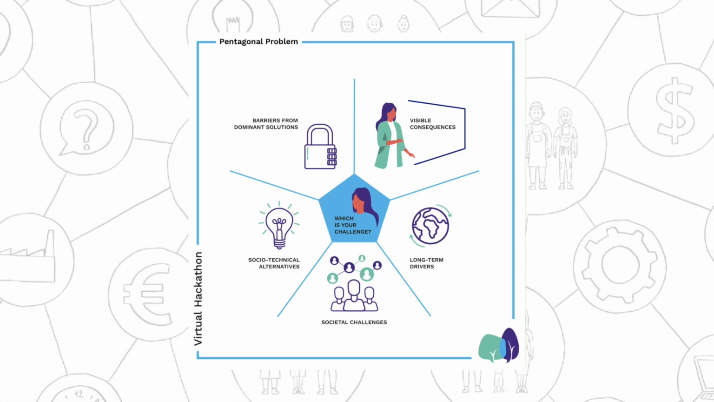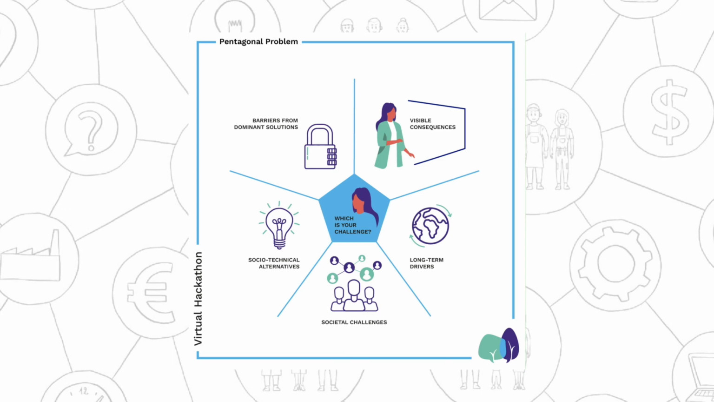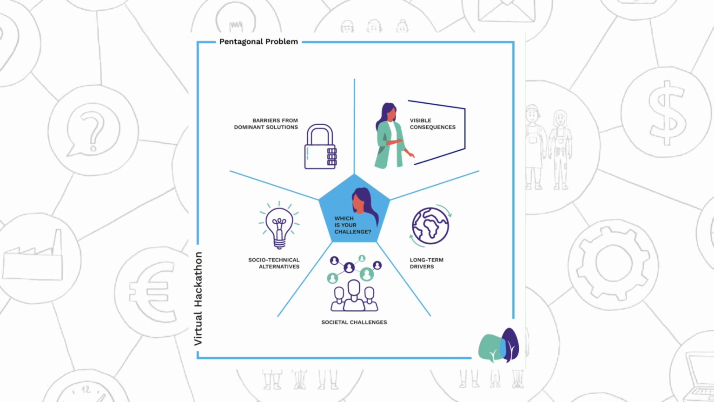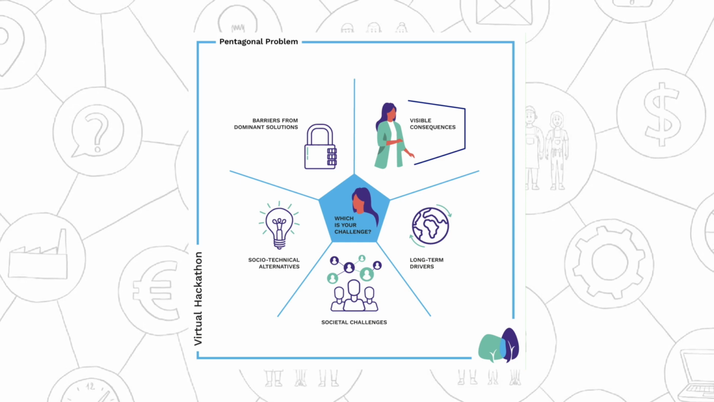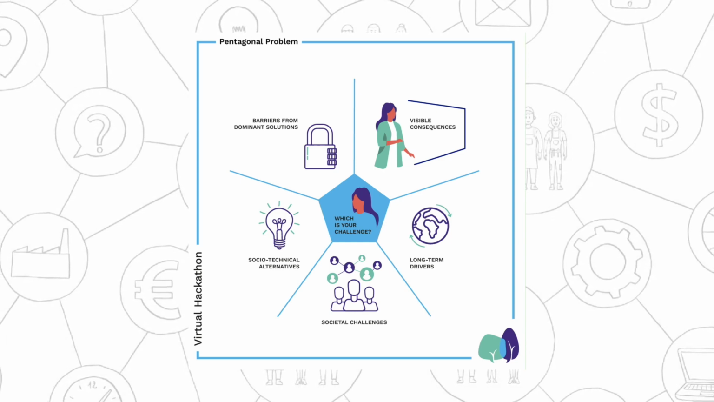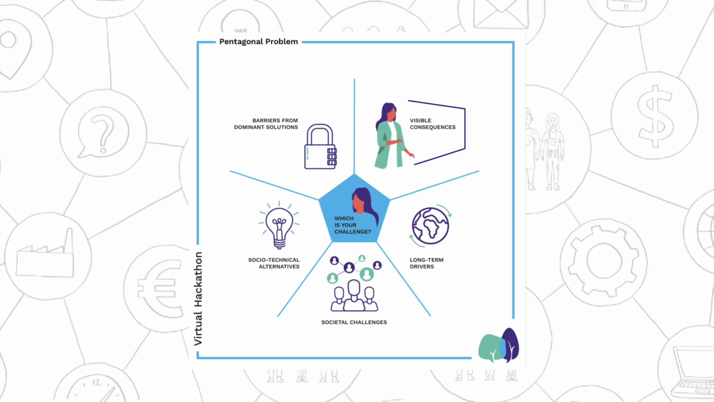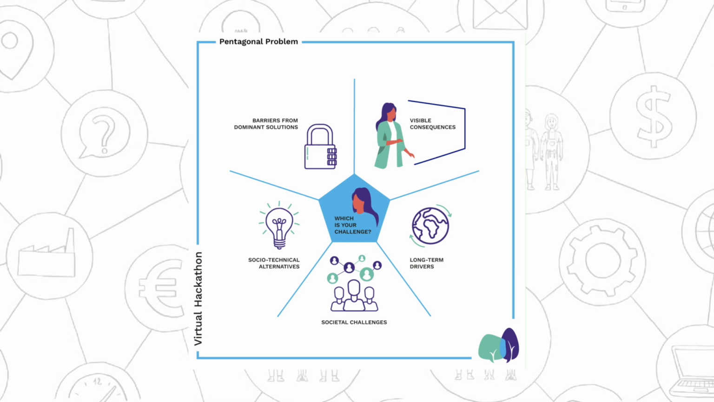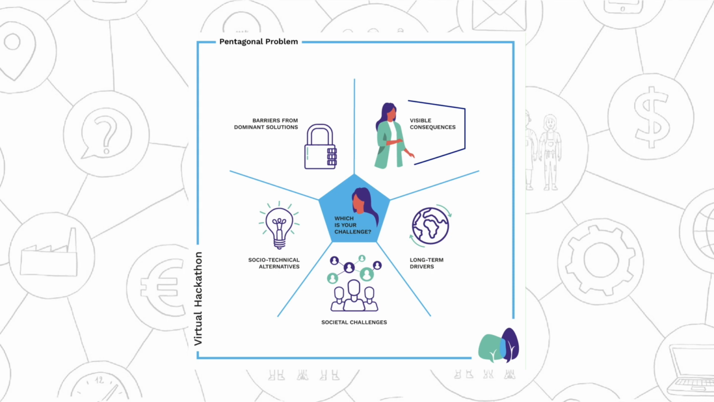In this context, we need more comprehensive tools to better define, state, and understand current problems. The Pentagonal Problem is a tool that starts with your own perspective of the problem and helps you to deepen your understanding by including different aspects of it. Using this tool, you will be better prepared to look for systems solutions.